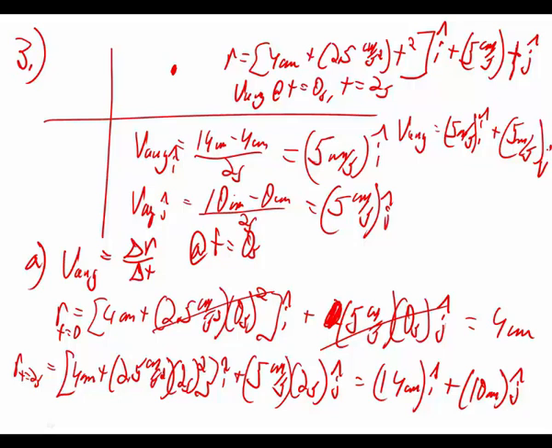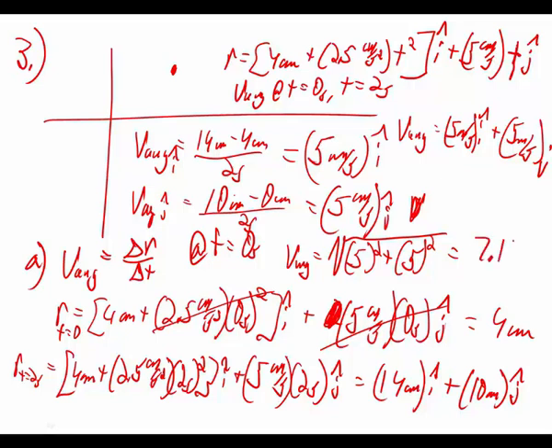It says what is the magnitude? What is the magnitude? All right, well, we've got 5I and 5J, don't we? Remember what we do when it says magnitude? All right, so the velocity magnitude is equal to the square root of the squares, isn't it? 5 squared plus 5 squared is equal to what? 7.1? Is that right?